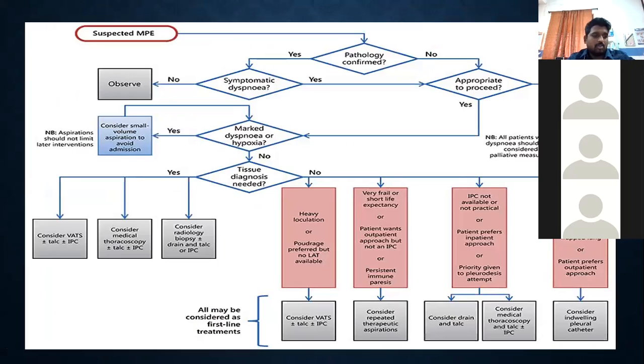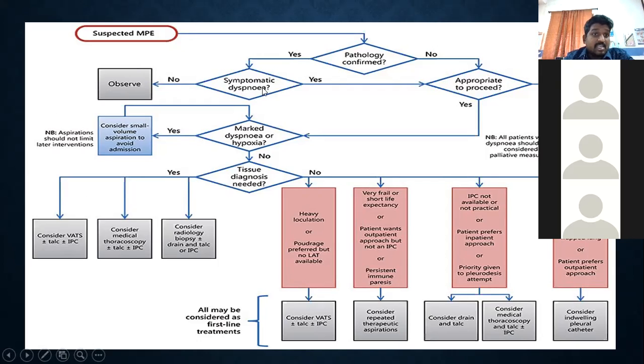So ultimately, what are you going to do in a case of suspected malignant pleural effusion? With this slide, I'm going to end. In suspected malignant pleural effusion, whether pathology is confirmed or not, you need to confirm. You need to see whether the pathology is confirmed, yes or no. If it is yes, and the patient is having symptomatic dyspnea, this is actually a big thing. If it is not confirmed, you need to see how to proceed for a tissue diagnosis.